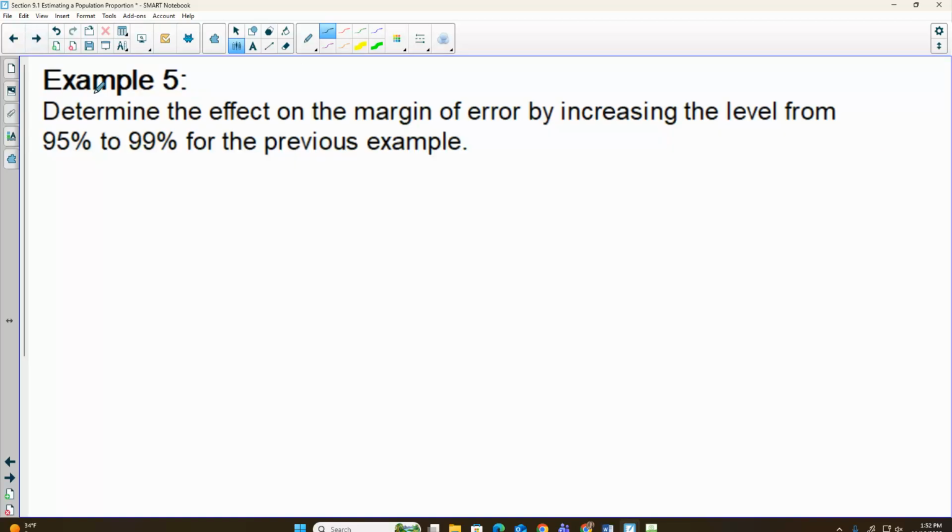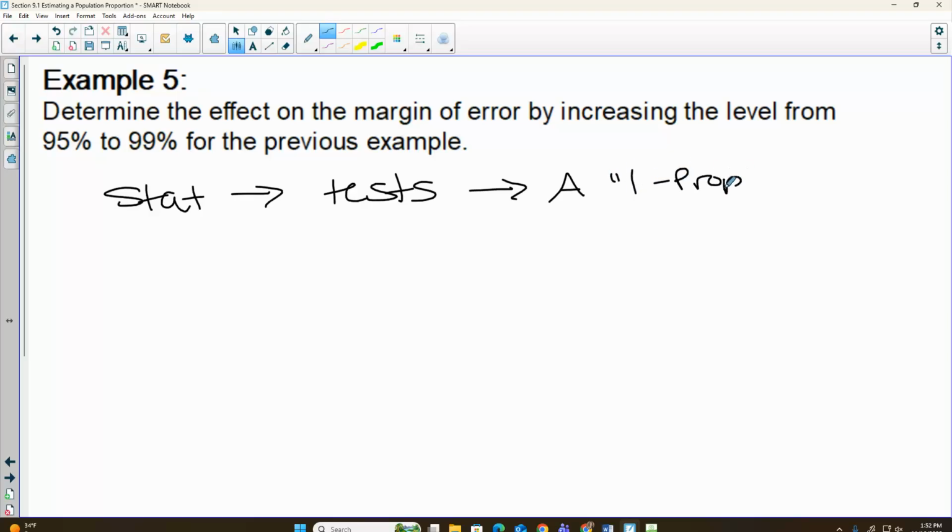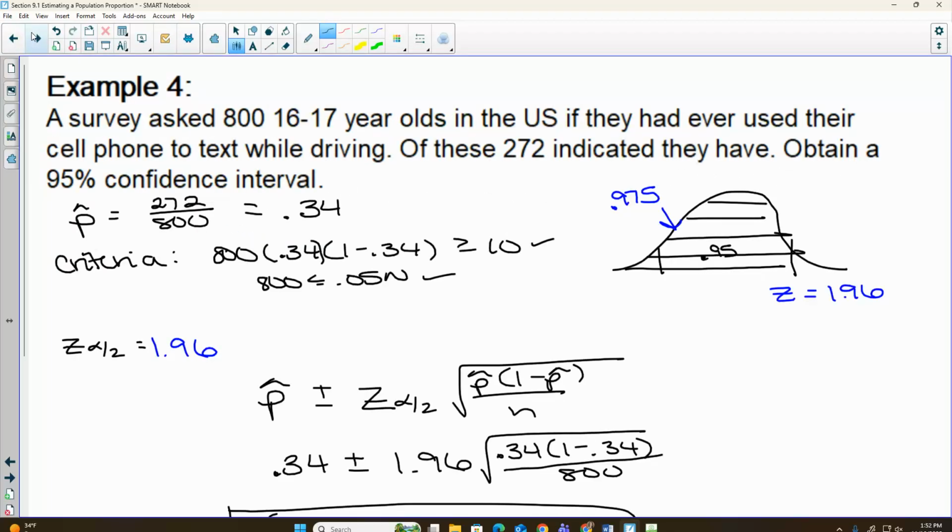To do it on your calculator, you are going to go to Stat, over to Tests, and you want to scroll down until you get to letter A. It's called a one-proportion Z interval. So Stat, Test, A. Is everybody there? My X. What was the X in this scenario? 217.